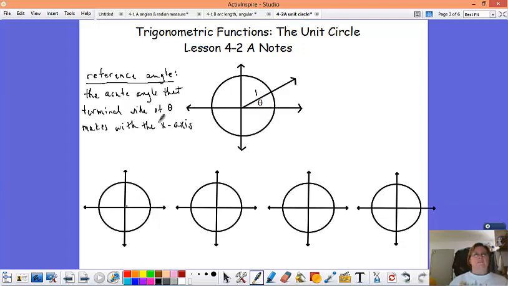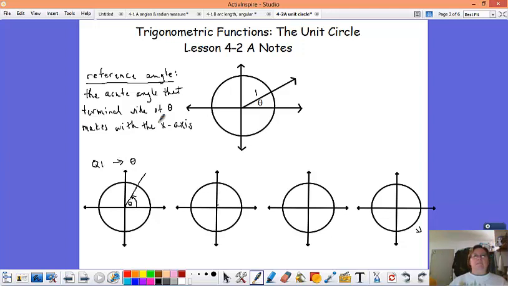If theta is in the first quadrant like this, then we can use theta as its own reference angle. So if we're in Q1, the reference angle is theta. It's between 0 and 90, where we need it to be.